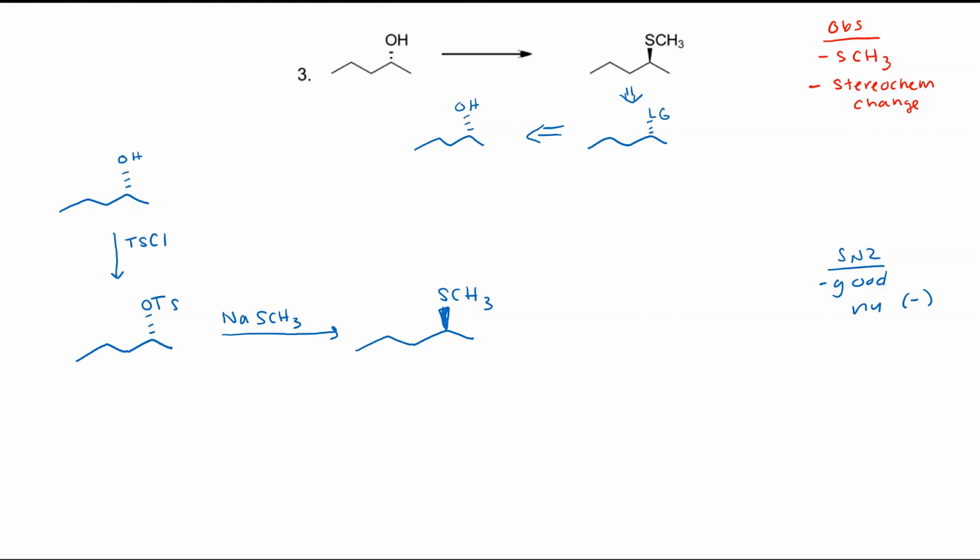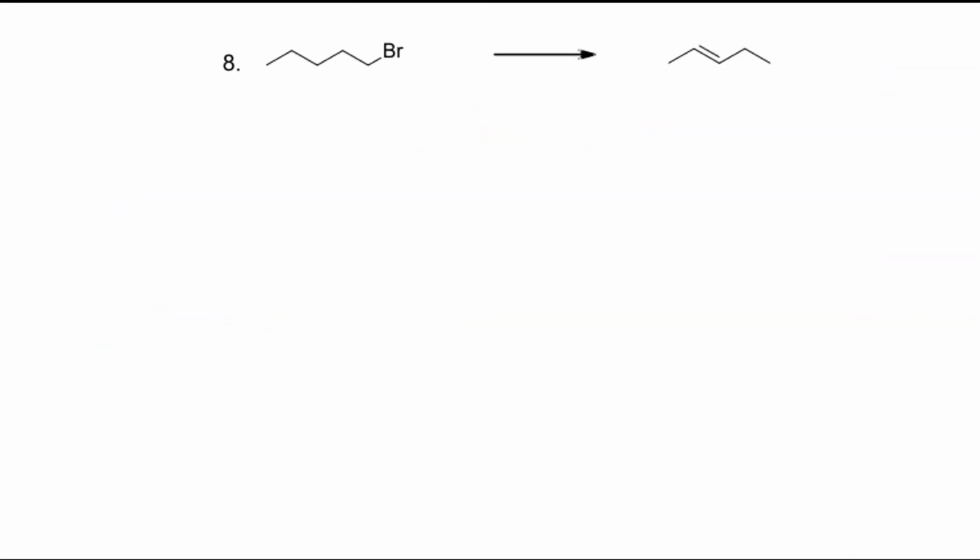So that is the first one. This one was only 2 steps long. So again, we have the OH, we made it into a better leaving group. The stereochemistry switched, we want to do an SN2 reaction, so you want to make sure you have the good leaving group and the good nucleophile to do that reaction. The next one I'm going to look at is number 8.